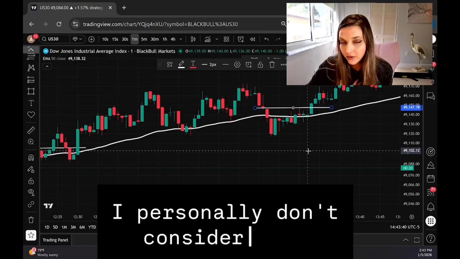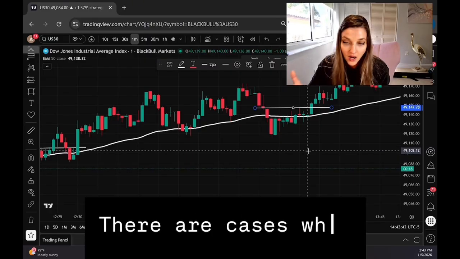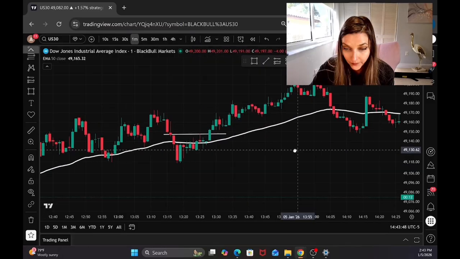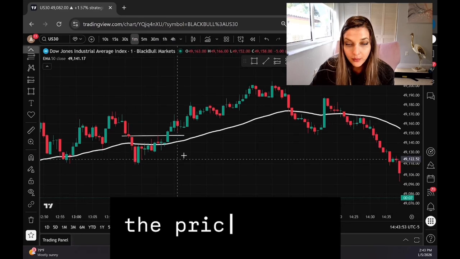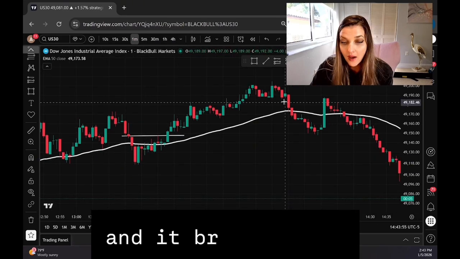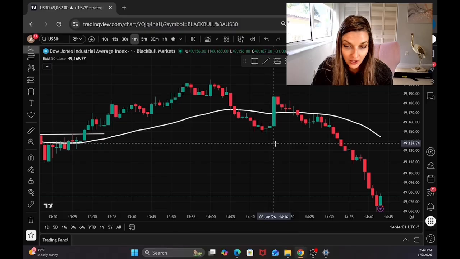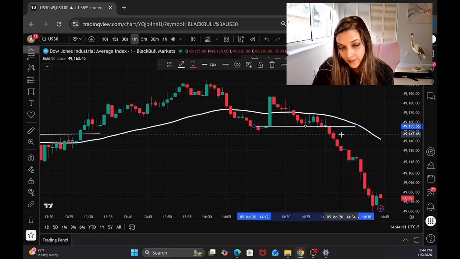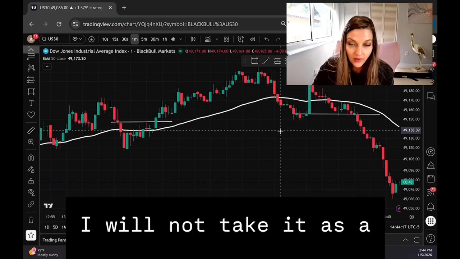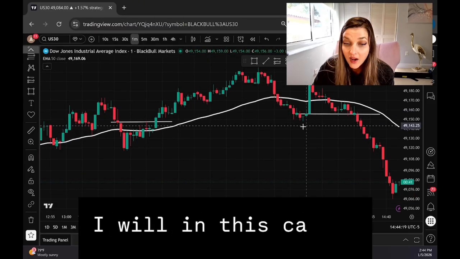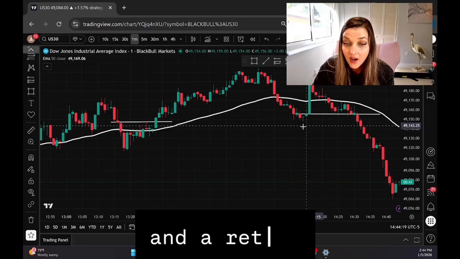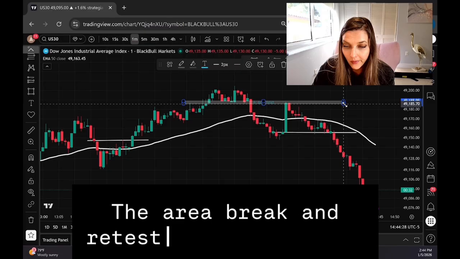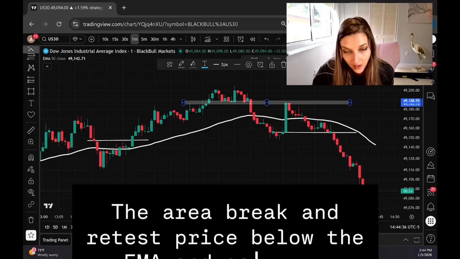I personally don't consider it a rejection. There are cases when this also works, like in this case, but I don't consider it. You can see after this, the price starts slowing down and breaks below. Is this a rejection? A bunch of candles. I don't consider it a rejection of the EMA. I will not take it as a rejection. In this case, I will take a break and retest of an area. The area break and retest, price below the EMA and goes down.